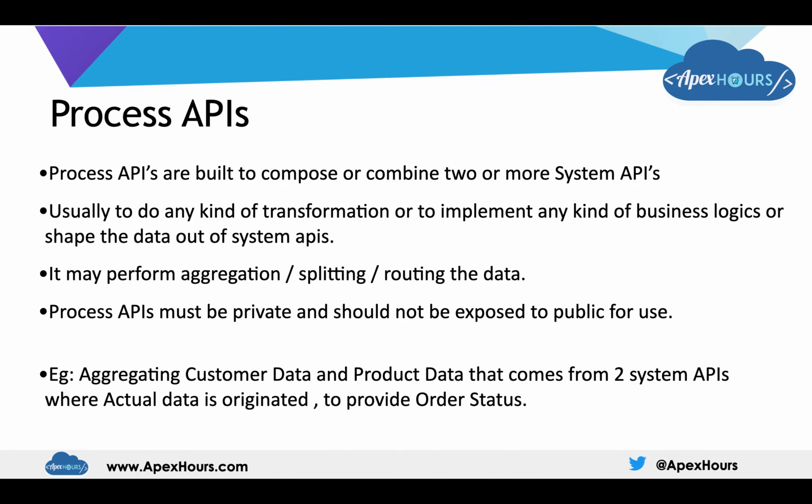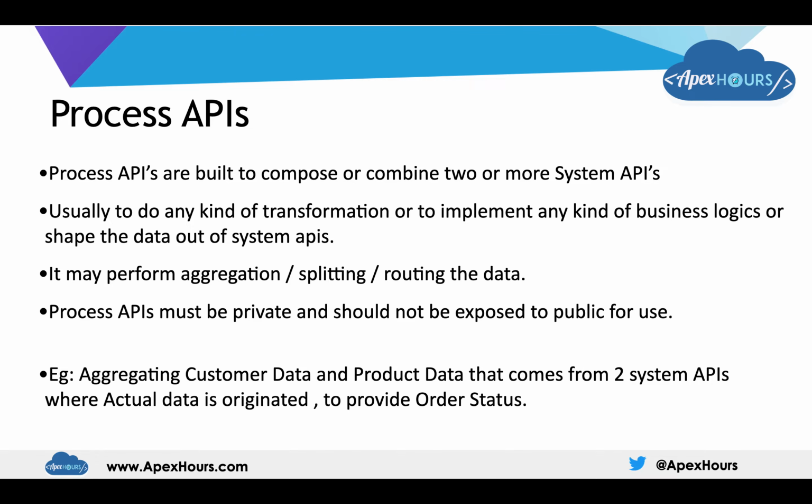Now in the process layer, what you will do is call the system APIs if you want to compose, if you want to transform something, or if you want to do any kind of business logic. Then process APIs come into the picture. So if you are doing some logic, usually the logic will be present in process APIs.